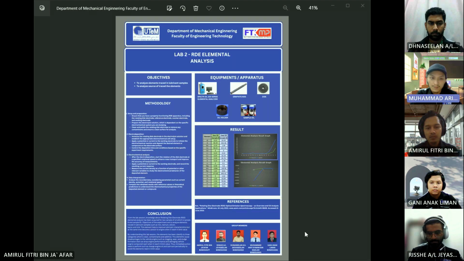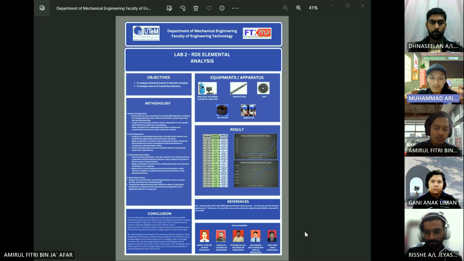contaminants during operation. Other elements including cadmium, chromium, copper, iron, potassium, lithium, magnesium, manganese, sodium, phosphorus, lead, silicon, and zinc also exhibit varying concentrations between the used oil and new oil samples. The RDE elemental analysis results highlight the differences in elemental composition between the used oil and new oil samples. These variations can provide insights into the oil's condition, potential contamination, and the presence or depletion of specific additives.